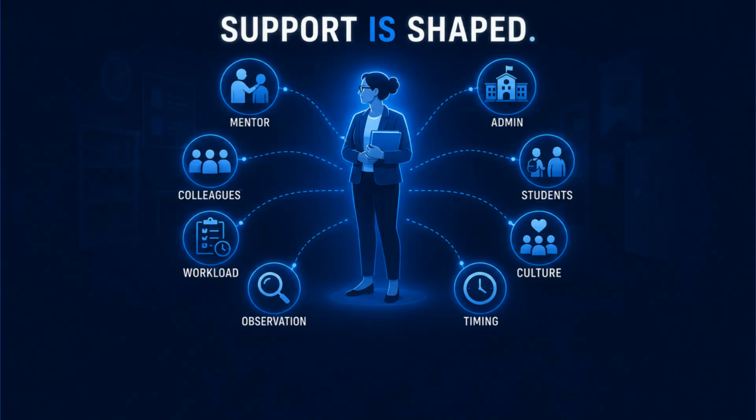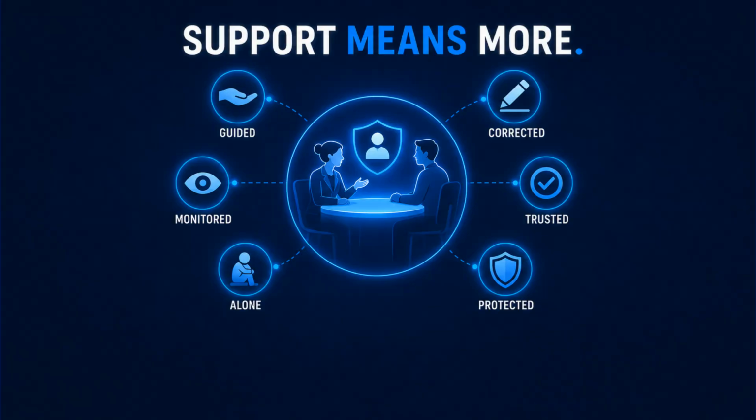Through the context and relationship lens, support may be shaped by mentors, administrators, colleagues, students' workload, school culture, observation cycles, or the timing of when help is offered. Formal support and lived support may not feel the same. Through the meaning lens, support might mean being guided, corrected, trusted, protected, monitored, or left alone. The same mentoring structure can mean different things depending on how the teacher experiences it.